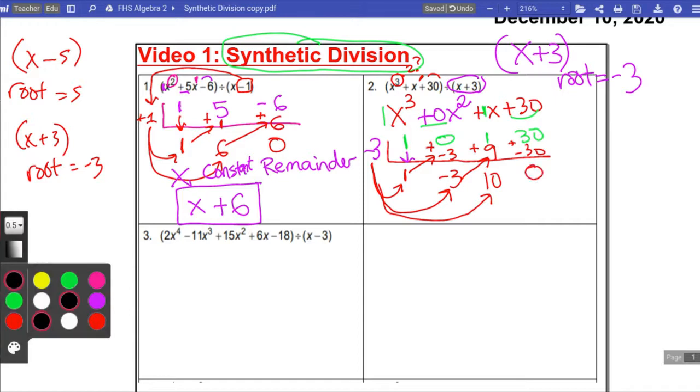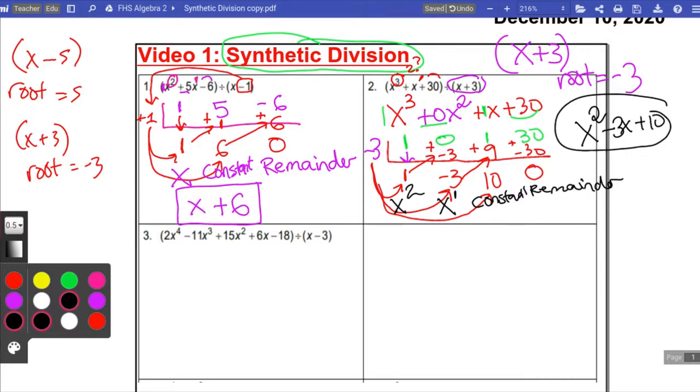Like I said earlier, the last number is the remainder. This is the constant. This is the x to the first power. This is the x raised to the second power. So your final answer should look like this. Where should I put the answer? I'm running out of room. Let's write it right here, in black. So we have x squared minus 3x, and then plus 10. Boom, that's the answer.